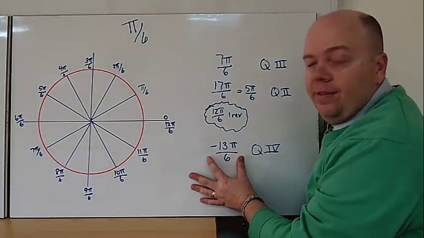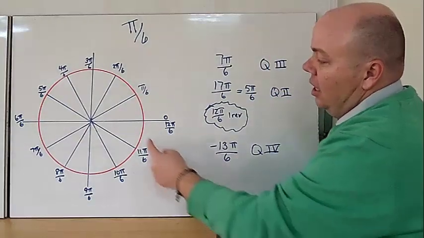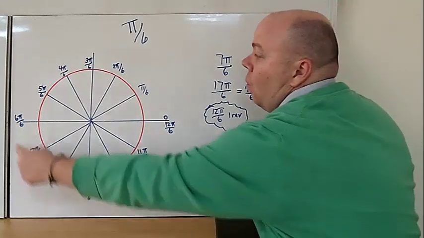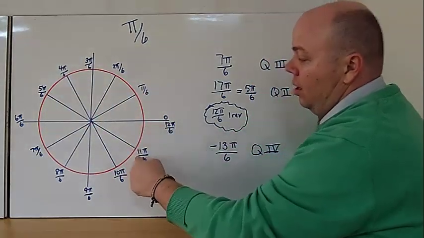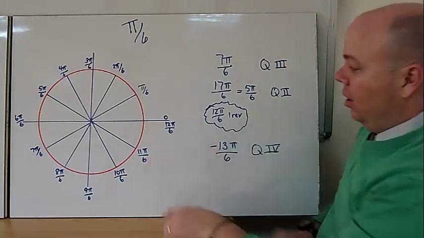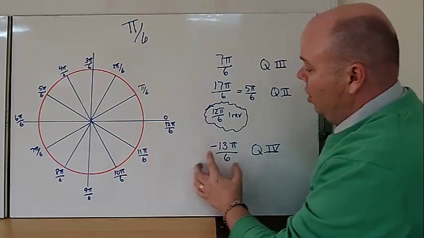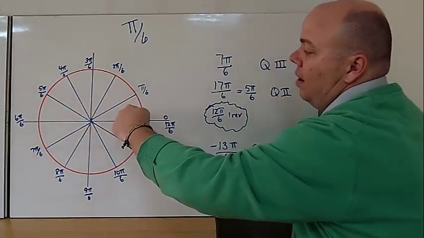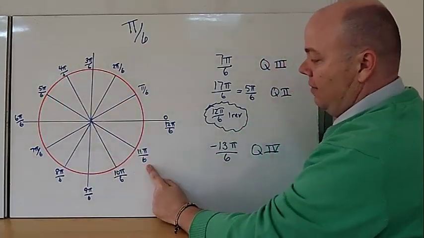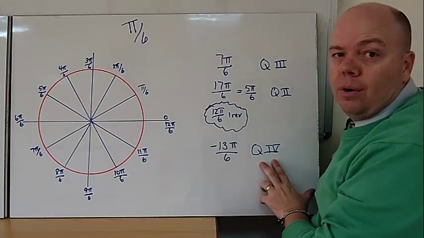If I was doing negative 13 pi over 6, 1 revolution would be 12 pi over 6. 1 more, that is the same coterminal angle as 11 pi over 6. So negative 13 pi over 6 would be 12 pi over 6, one more, 11 pi over 6. So that's in quadrant 4.